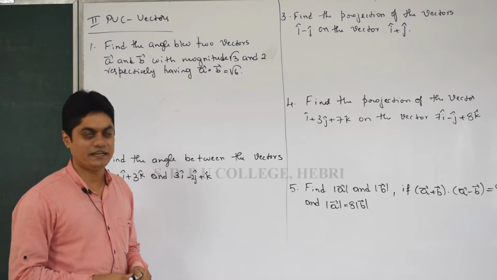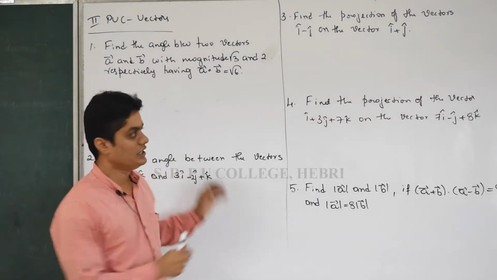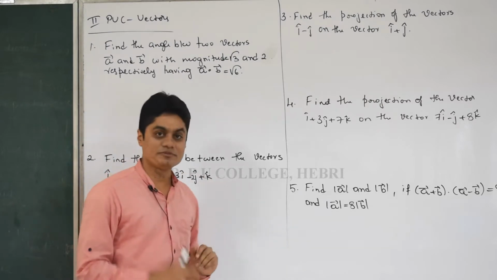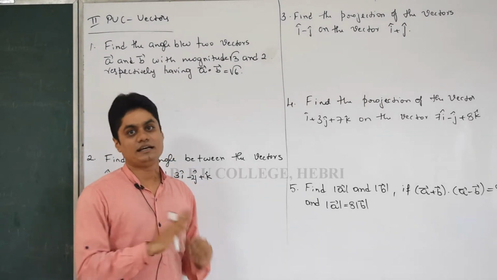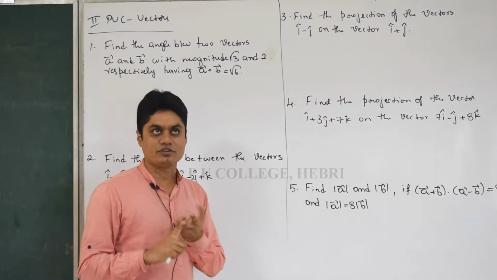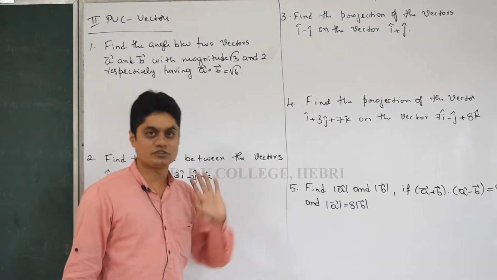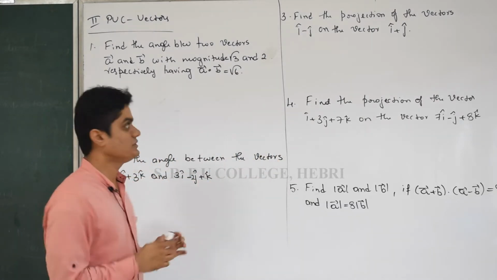I hope everyone is fine. In the last class we learned the scalar product or dot product between two vectors. Today I'm going to solve problems based on the definition and the properties of the dot product, around 8 properties. All these problems are based on that. Very important problems, listen carefully.